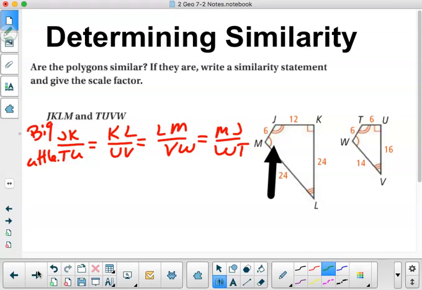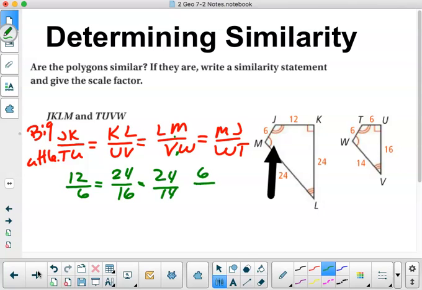So let's just double check to make sure I wrote them down right. JK, TU, KL, UV, LM, VW, and MJ, WT. Let's put in some numbers. So I've got JK is 12 to 6, and I've got KL is 24 to 16, and I've got LM 24 to 14, and I've got MJ 6 to 6.